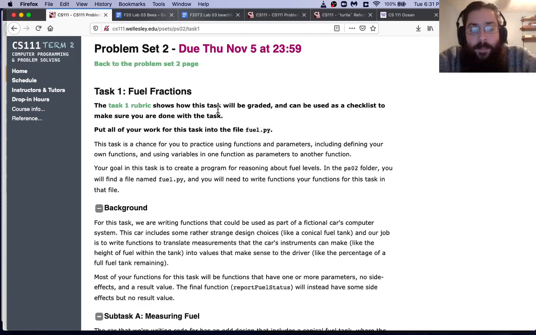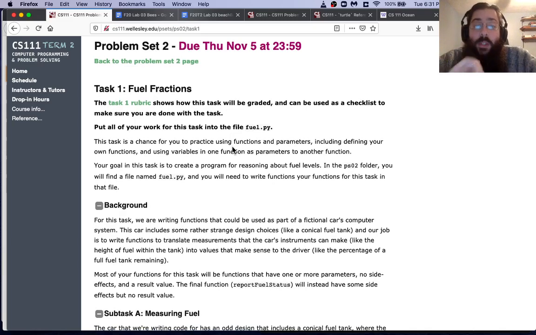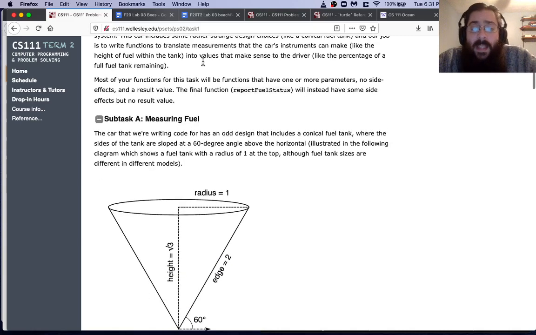So the idea of this task is to write some functions about that. The point of the task is really to practice writing and calling functions. How do we do these things? The goal is not necessarily to solve intricate math problems, but just to get some practice with writing functions and calling them, and having multiple functions that call each other that we are going to write. So that's the idea of the task.